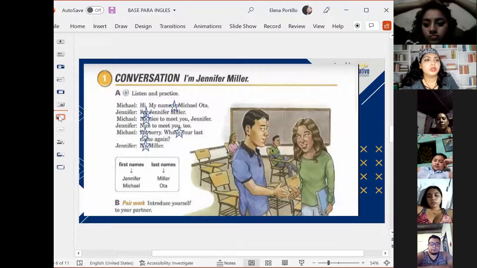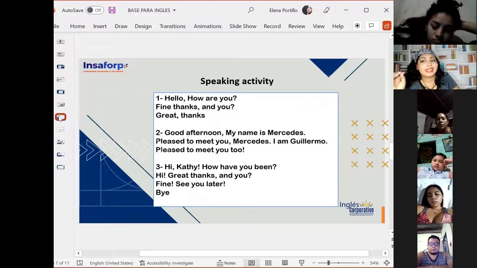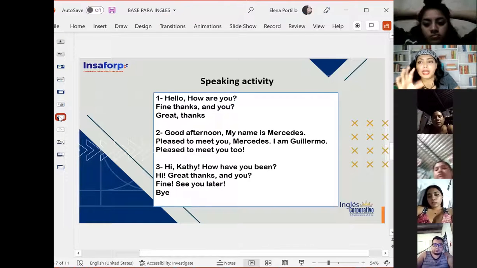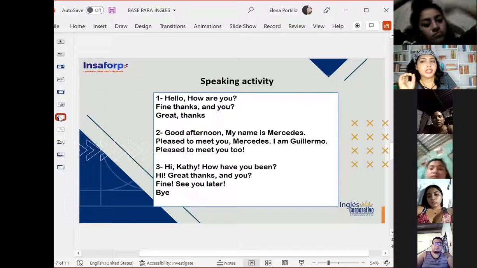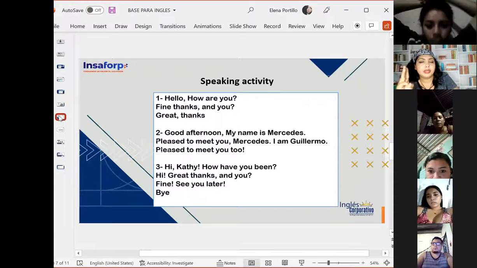Now we are going to do the speaking activity. Vamos a hacer la actividad. Okay. We have three kind of conversations. We have number one, number two, and number three. Tenemos tres tipos de conversaciones.